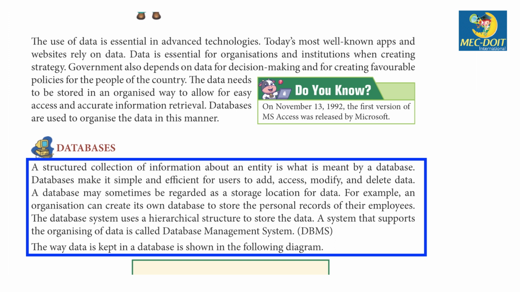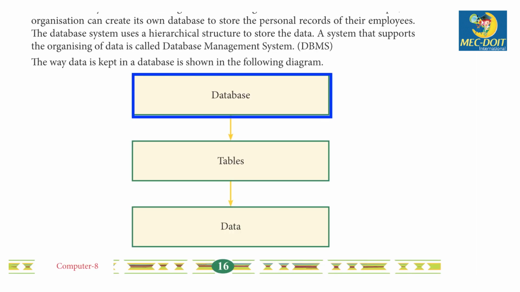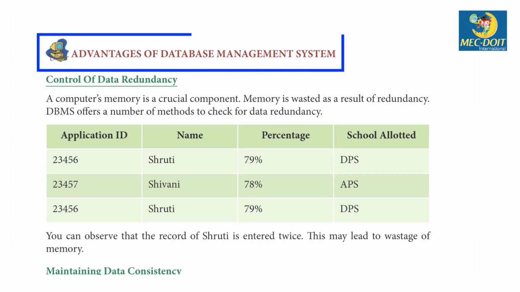The database system uses a hierarchical structure to store the data. A system that supports the organizing of data is called Database Management System (DBMS). The way data is kept in a database is shown in the following diagram. Database, tables, data.